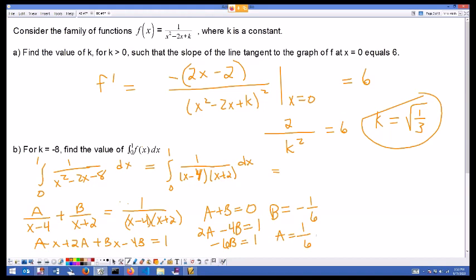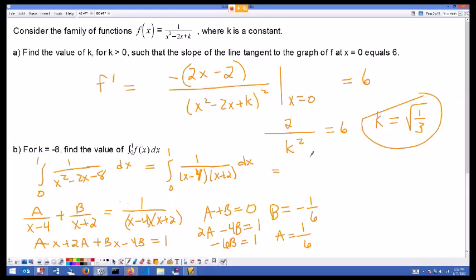No questions there? Okay. So we'll now write this as an integral from 0 to 1 of a was 1/6, so 1 over 6 times x minus 4, and then minus 1 over 6 times x plus 2 dx.